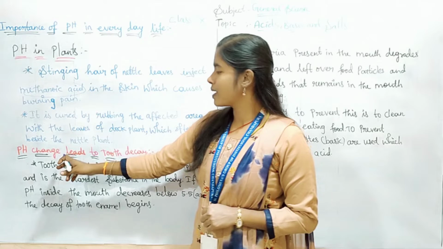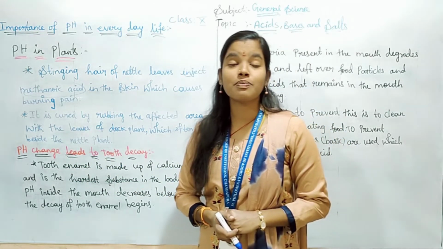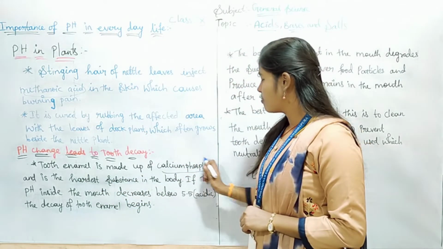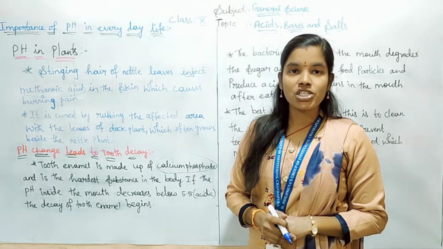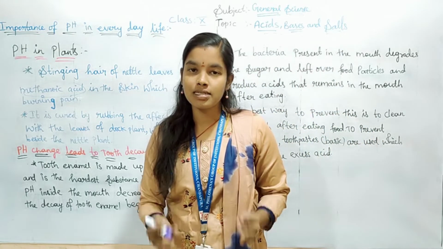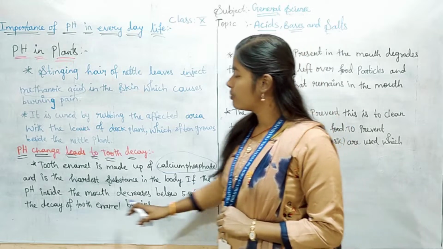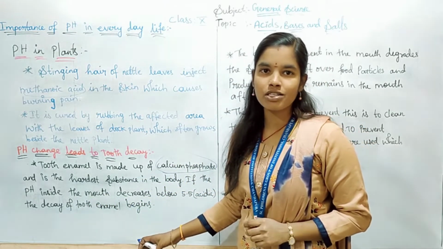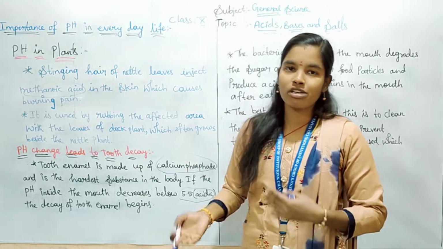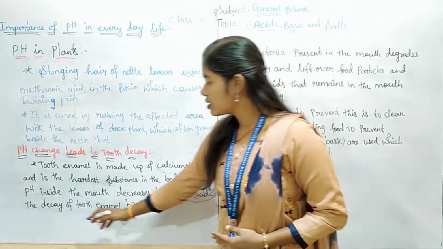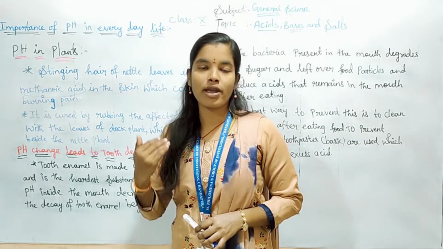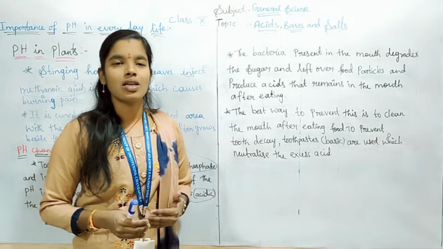And the next one is that pH change leads to tooth decay. You can see tooth enamel is made up of calcium phosphate and is the hardest substance in the body. So in our body, the hardest substance is this enamel. If the pH inside our mouth decreases below 5.5, which shows that it is acidic, then the decay of tooth enamel begins.